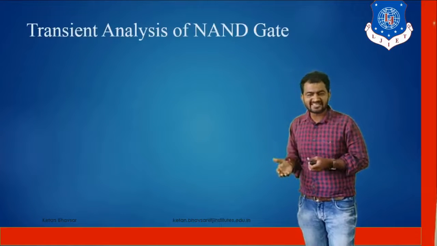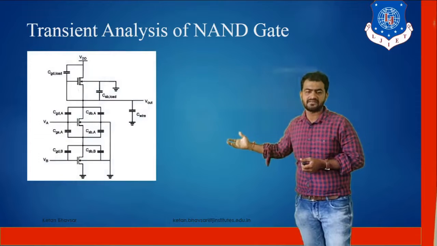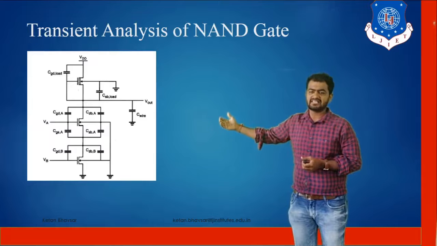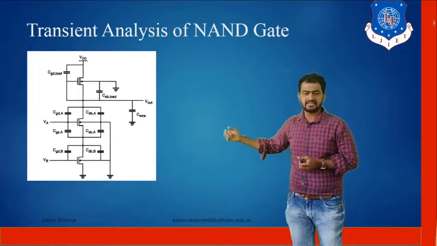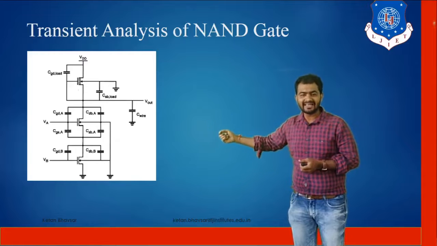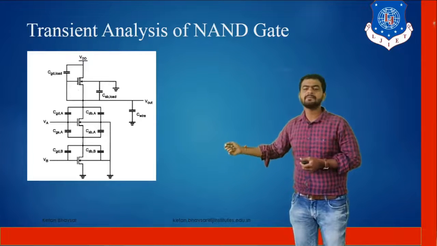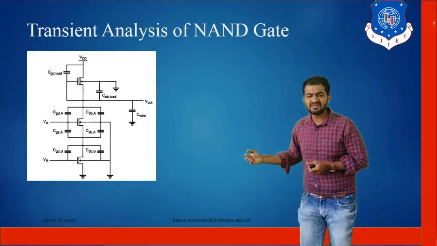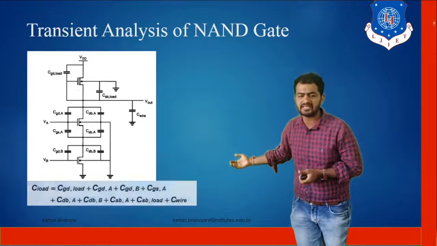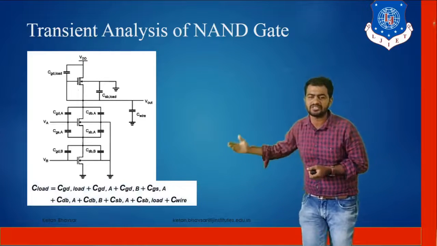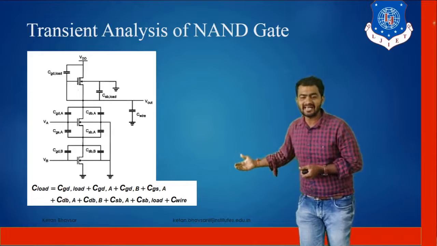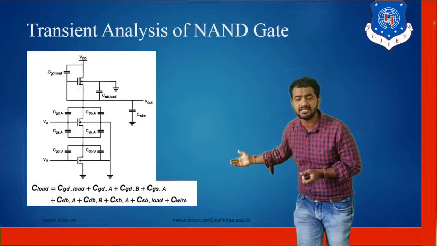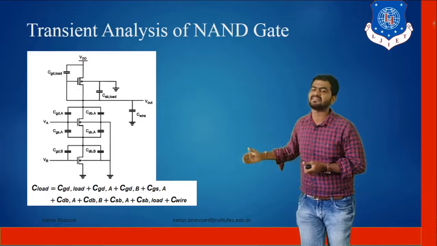Now we move on to the transient analysis for the circuit, and for the transient analysis we have different types of capacitance. As you can see, CGD load, CSB load, C wire, CGDA, CDBA, CGSA, CSBA, and similarly for the B configuration. We have a total equation like this: C load is equal to CGD load plus CGDA plus CGDB plus CGSA plus CDBA plus CDBB plus CSBA plus CSB load plus CY.